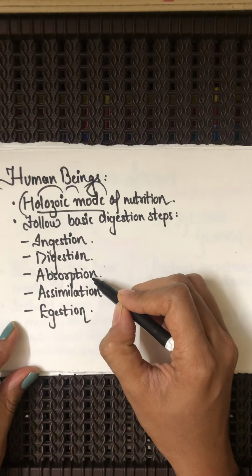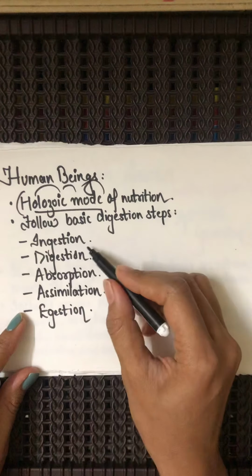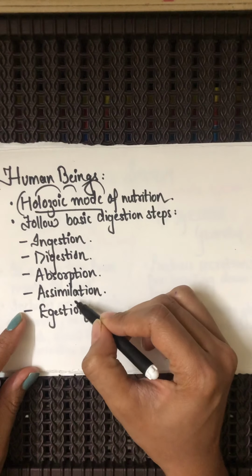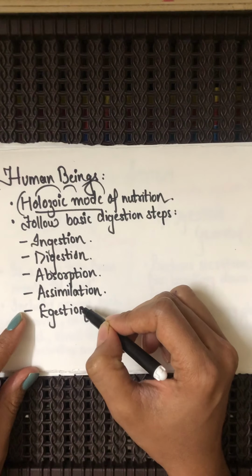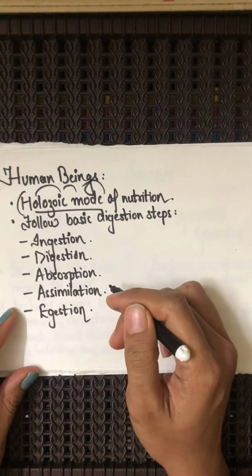Then the digested food goes to each and every cell, wherein from the digested food they release energy by the process of respiration. Yes, so that is assimilation, and the leftover, undigested food material goes out of the body by the process of egestion. We have already seen ingestion, digestion, absorption, assimilation and egestion in amoeba, and we are going to see all the steps in human beings too.